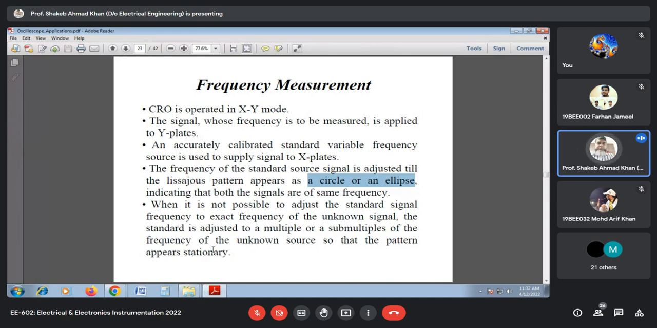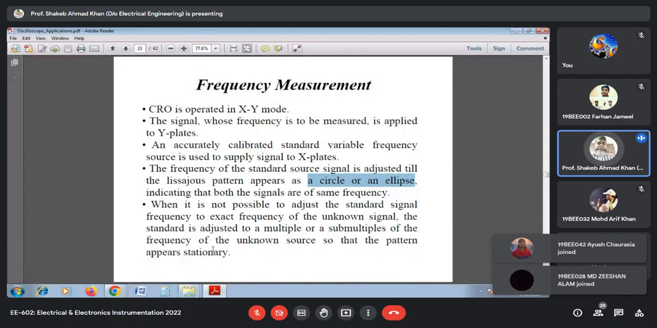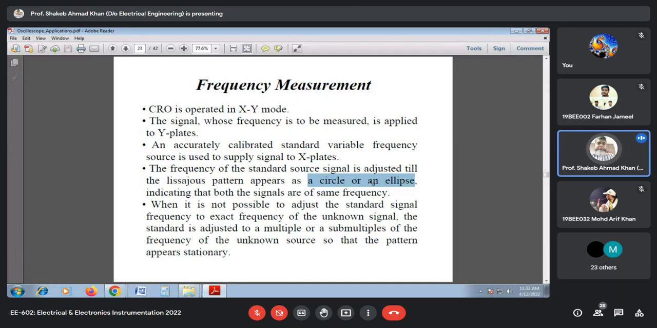Means your known signal frequency should be twice the unknown frequency, or thrice, or 4 times the unknown frequency, or the other way around, it should be half of the known frequency, 1/4 of the known frequency, and so on. If you make it like this, then we won't get a circle or ellipse on the screen. A circle or ellipse is found only when both signal frequencies are equal.